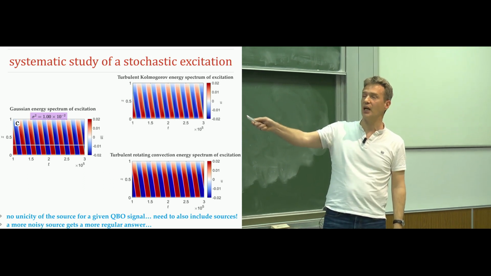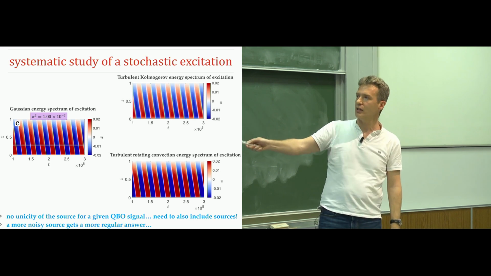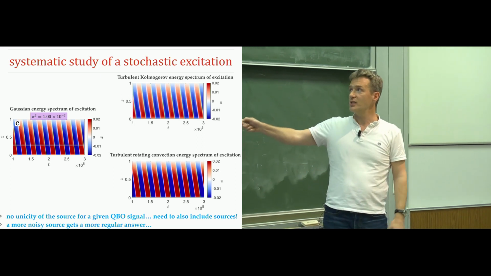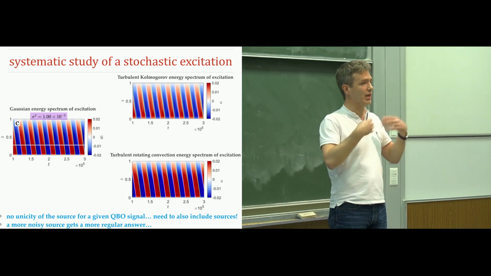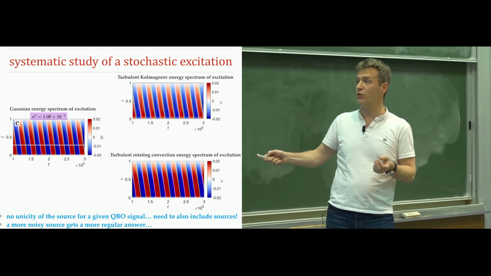It's a Kolmogorov type with a K^-3. Here it's a minus 5/3, sorry. And here it's a rotating turbulent spectrum with a K^-3. And you see that in all cases, you observe the same results. So that's very surprising. So you don't have a unicity.